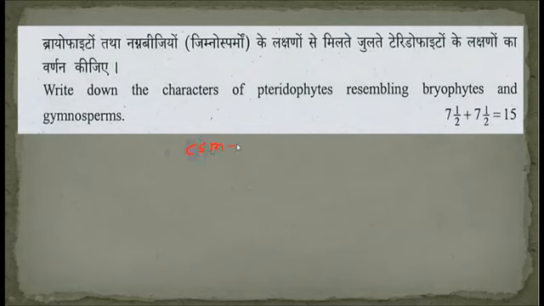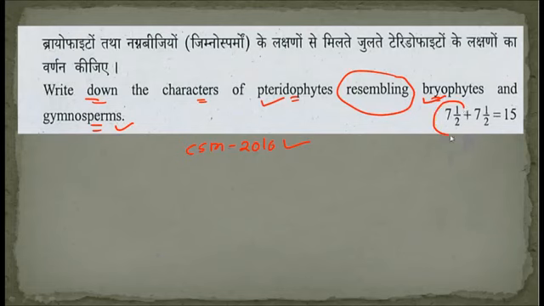In the Civil Service Mains Examination of 2016, they asked this question: write down the characters of pteridophytes resembling the bryophytes and the gymnosperms. That means you have to write the pteridophyte characters which match with the bryophyte characters as well as the gymnosperm. And this question has been split into 7.5 marks and 7.5 marks, total 15 marks.